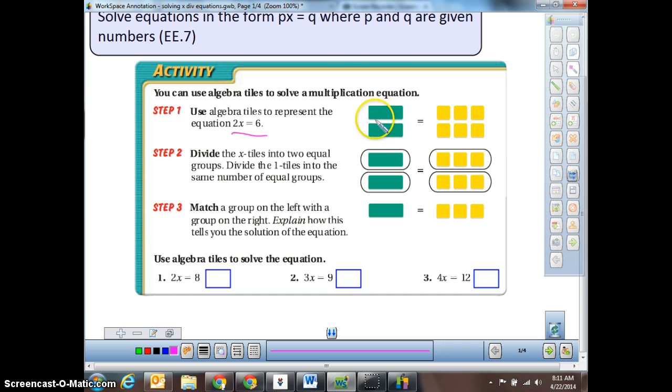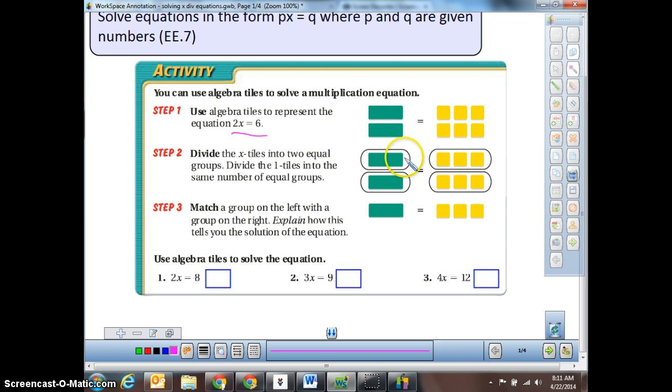Now, the problem is we don't want 2 x's. It's 2 times x. Remember, whenever we have a number right next to a variable, that means multiplication. So I have 2 of them. I don't want 2 of them. So how do I get down to 1? I need to divide by 2.